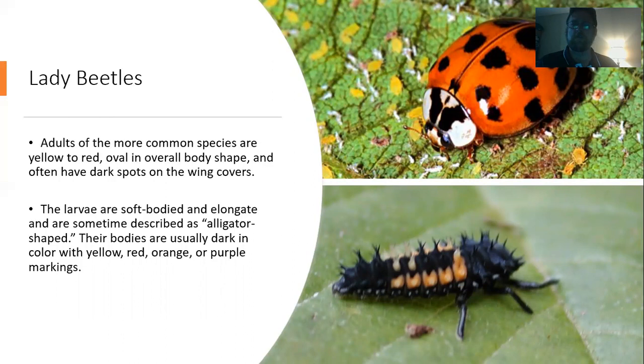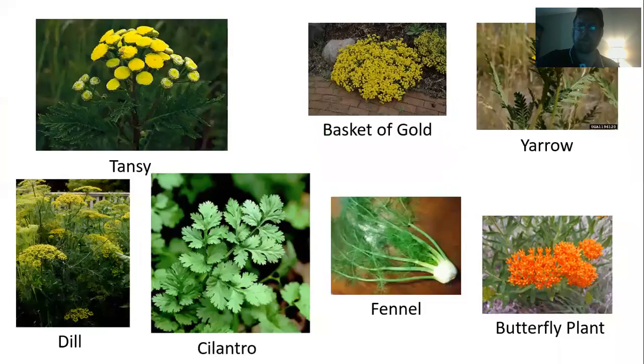But both the adults and the immatures of lady beetles are predators on aphids and whiteflies. So some plants that work really well for attracting lady beetles to your home landscape, really good examples of plants that are both attractive and attractive to beneficial insects, include tansy, basket of gold, yarrow.